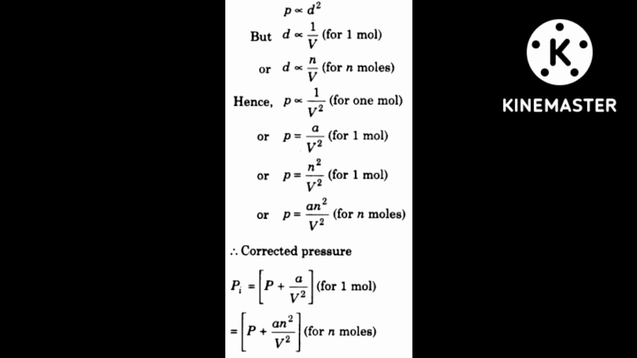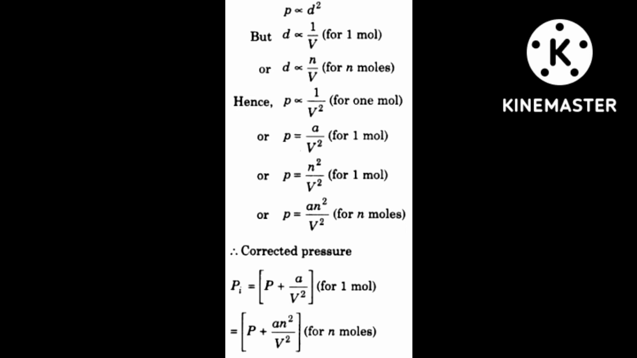Hence, almost both are equal. Hence, two times density you have to consider, means N upon V into N upon V. Then it will become N square by V square, and pressure is proportional to N square by V square. Then this is a small p, because you are doing correction in pressure. Then small p is directly proportional to N square by V square.